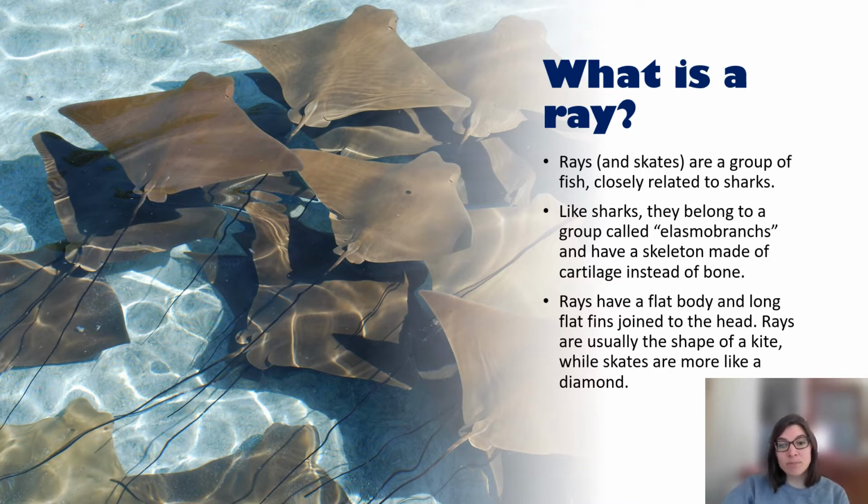both of those today. Rays have a really flat body, and it gives them a triangular, diamond or kite-like shape. They've got really long wings spread out that join together at the top of the head.